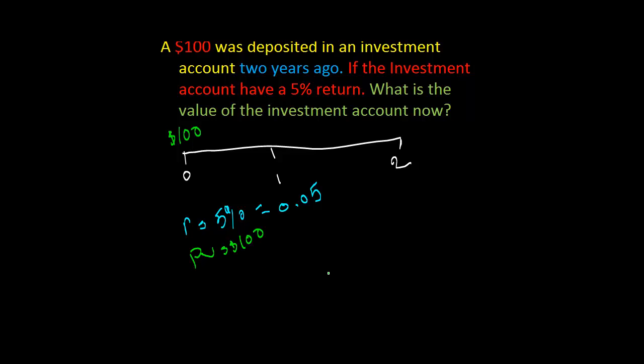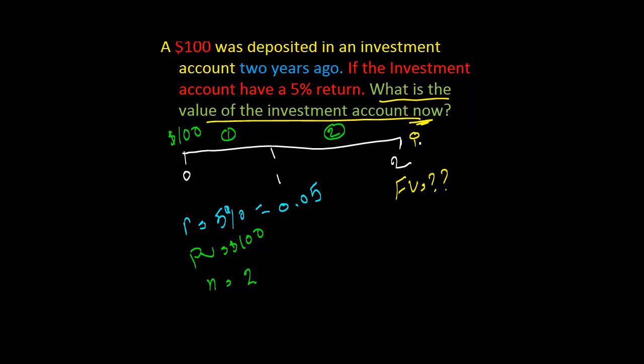We can also say that the number of periods that we have is equal to 2. This is 1 period, this is 2 periods, so n is equal to 2. Now, what is our future value? Our future value is what we need to know. This is what's missing, because it says what is the value of the investment account now.